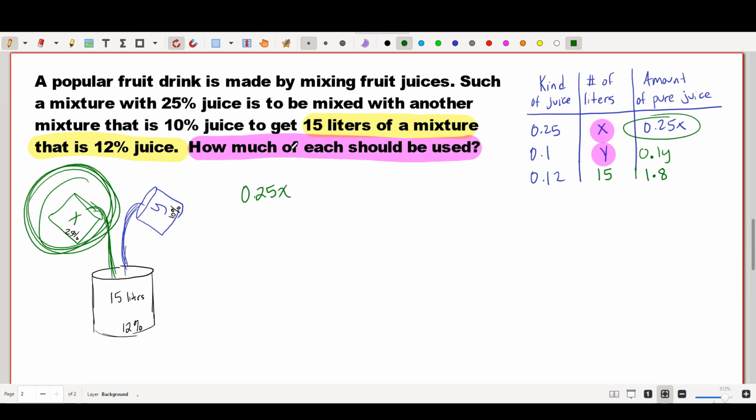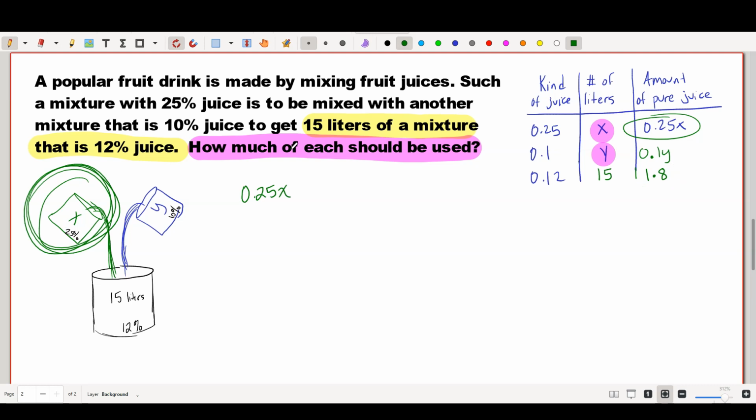Okay, if x was 4. If x was, let's say, 10, 0.25 times 10 would give me 2.5 liters of pure juice. And I know it's not going to be 10, because that would already be much more pure juice than what we need, which is 1.8. So the point here is that we don't know how much we should pour in there right now.